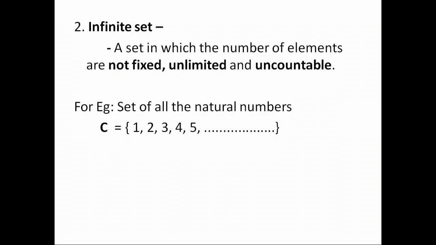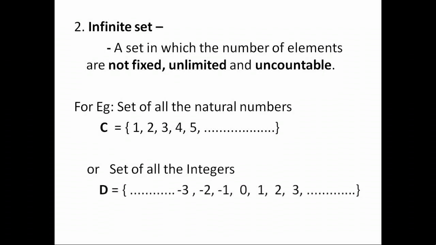Let's look at another example for infinite set. Set of all the integers. Now we have both positive as well as negative integers including 0. So here set D represents the set of all integers. Now it is not possible to represent all the integers, so we show dotted lines on both sides inside the set. Is that clear?